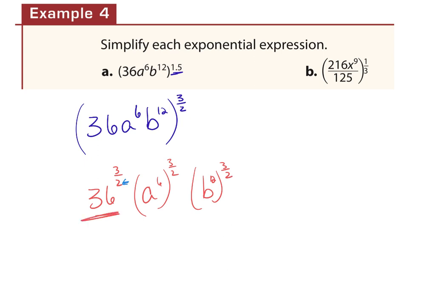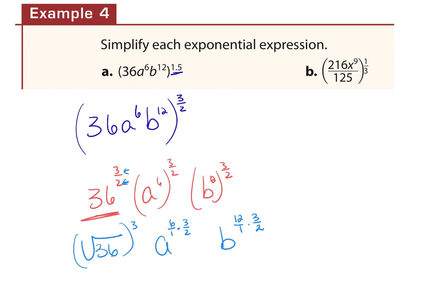This is my index, square root of 36. This is my exponent, cubed. For this guy, I can multiply the 6 times the 3/2. And for this one, I can multiply the 12 times the 3/2. All right, and I can simplify it.